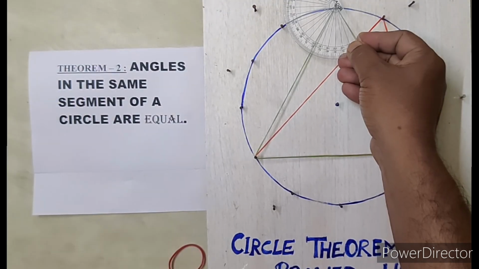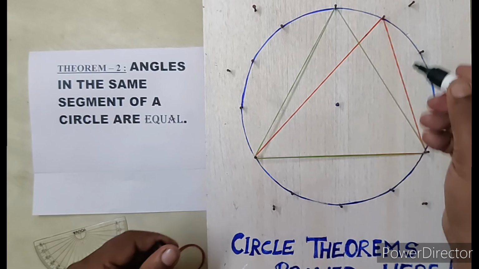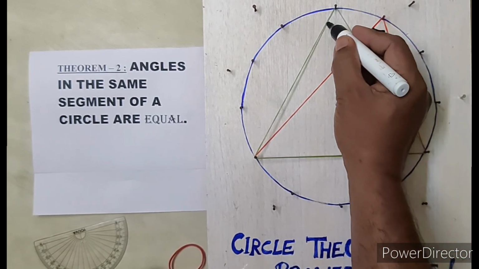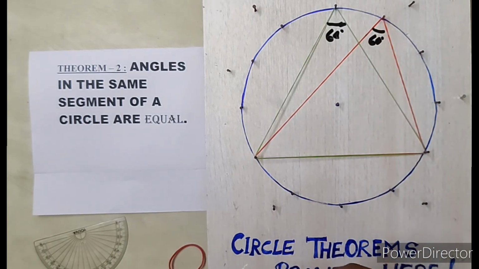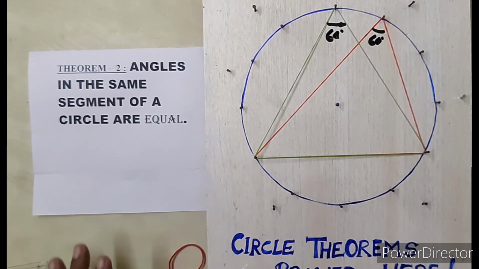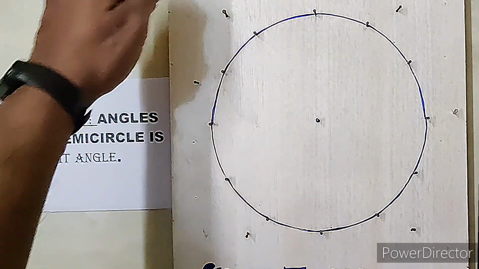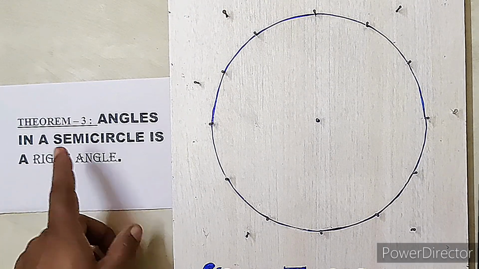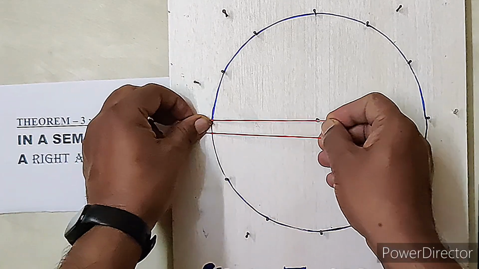So you can see here that is also giving me that same 60 degree. So this is 60 degree and this is also 60 degree. So this theorem, angles in the same segment of a circle are equal, gets verified by this. Students, now let us go to verify the next theorem, that is angles in a semicircle is a right angle.